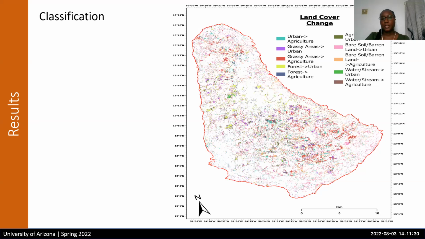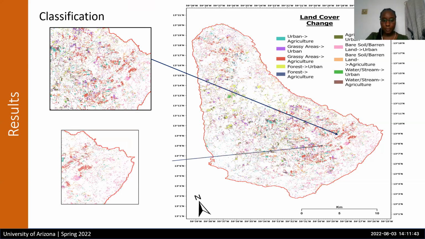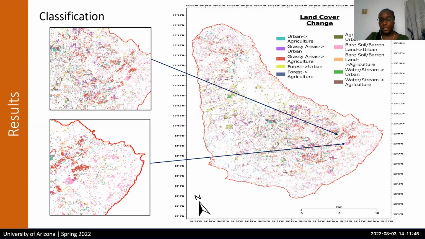Now, after the classification was done, I looked at which classes changed to which, particularly classes that changed to agricultural areas, such as the grassy to agriculture areas shown by the red in the top image, and also areas that changed to urban, mostly grassy areas to urban areas, and agriculture to urban areas as well.